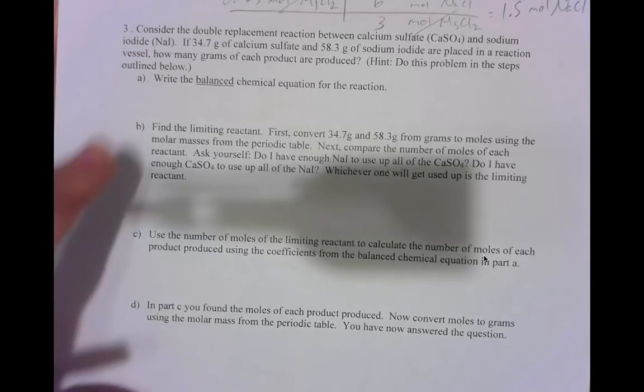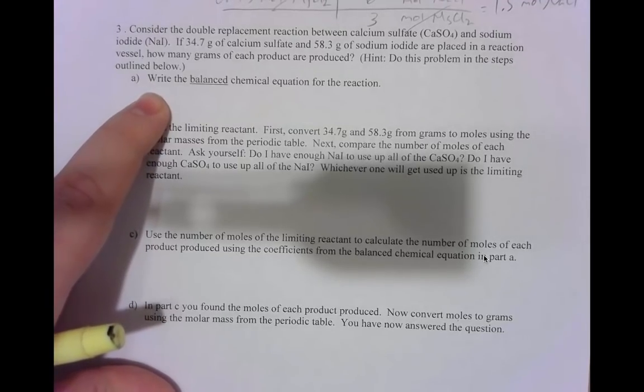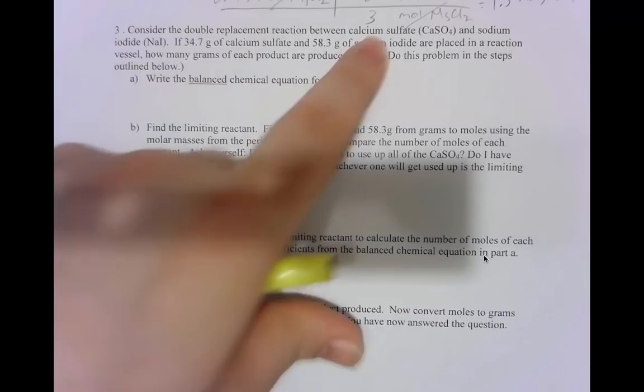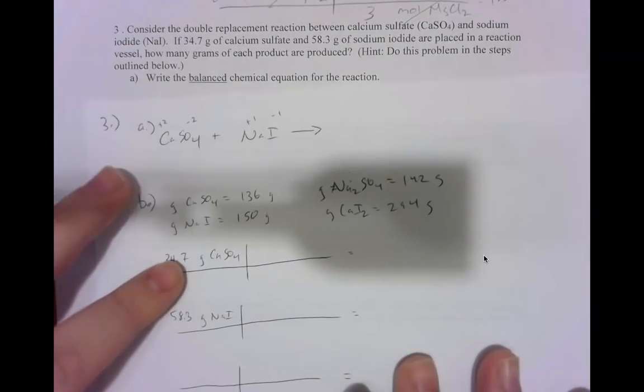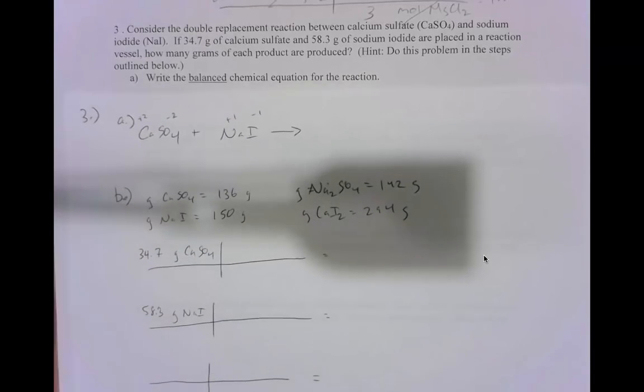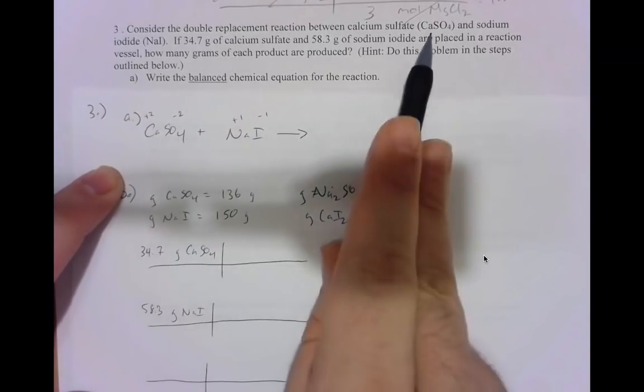Alright, so guys, the first part of the question, it asks us to write the balanced chemical reaction for the reaction between calcium sulfate and sodium iodide. So this is part A. This is the first thing that we are going to do. Write the balanced chemical reaction. So we have our reaction between calcium sulfate and sodium iodide. It tells us that up here.